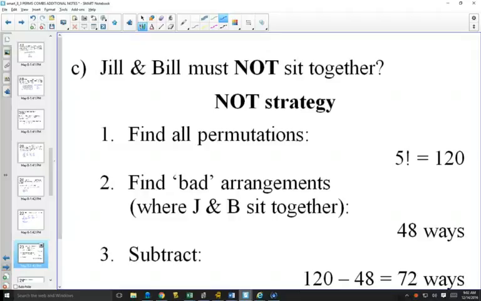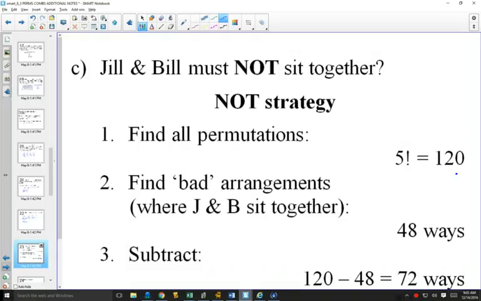And I mentioned this earlier. This is where the not strategy really comes in. Because if we tried to count this directly, it gets complicated. Because, oh, if Jill's sitting in the first, then Bill can't sit in the second. But Jill could sit in the second, then he can't sit in the first and third. Whew. So it's easier to count all of the permutations. How many ways could you arrange 5 people on a bench? 5 factorial, 120, easy to count.